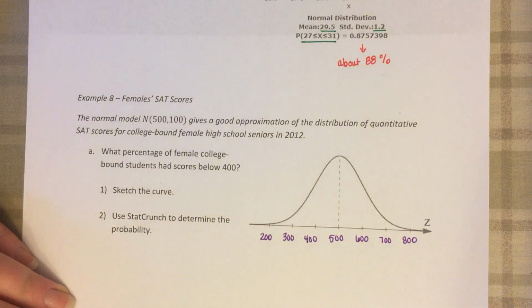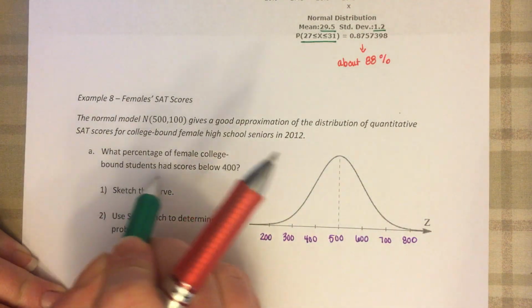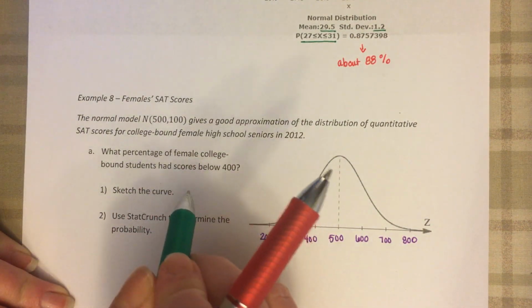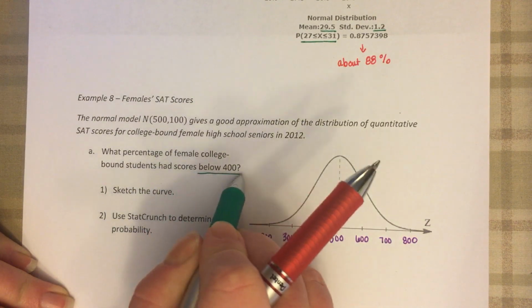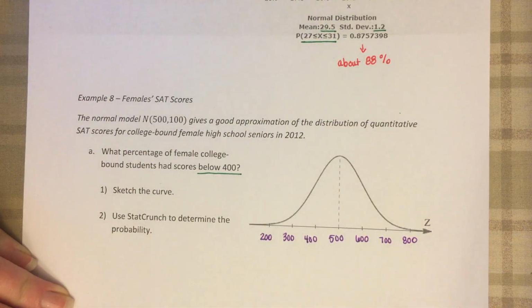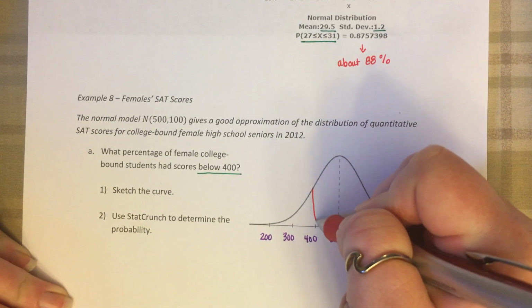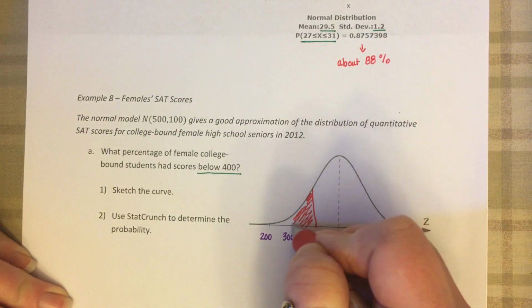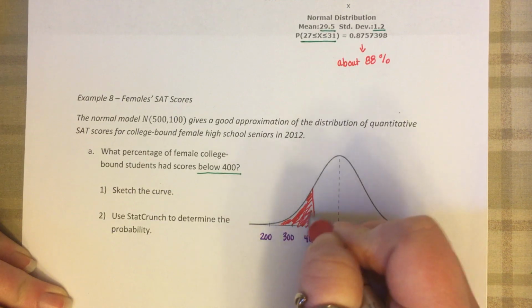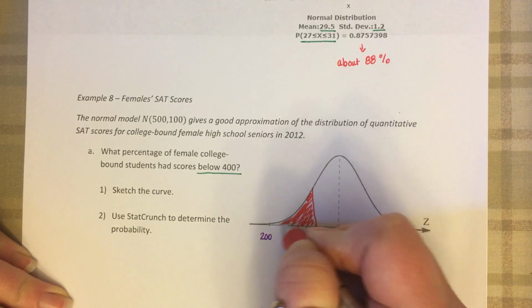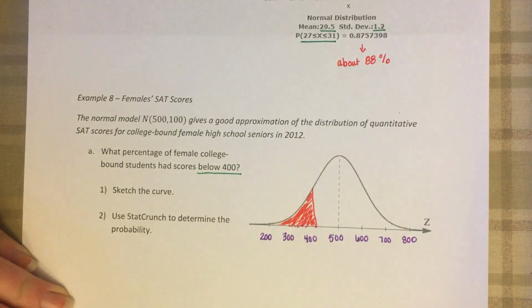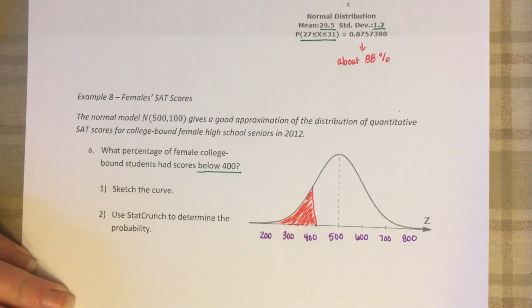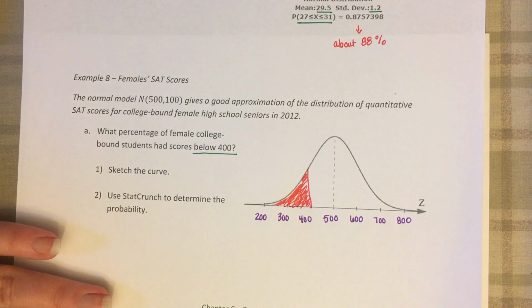Again, as you're working through these, feel free to have a calculator handy to do some quick labeling. In this example, we're asked to find what percentage of female college-bound students had scores below 400. So looking at this, we're going to draw in our vertical line at 400. Below means we're going to shade to the left. Again, a relatively small area is shaded, so we should expect a relatively small percentage for our answer.